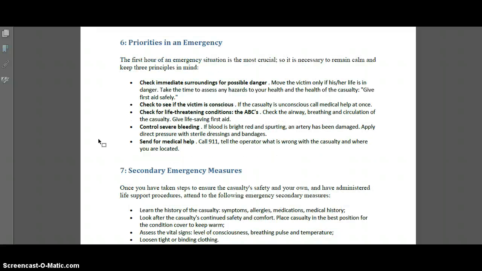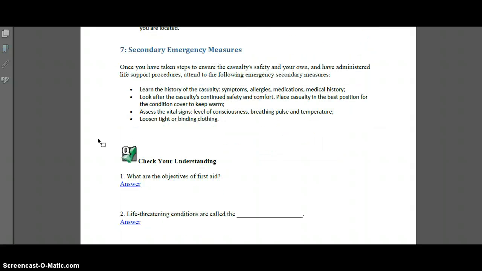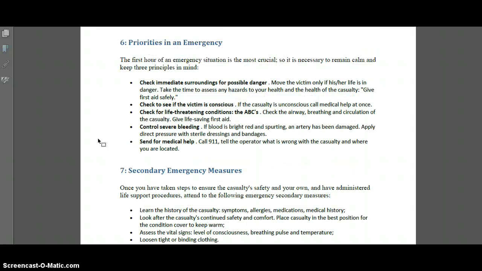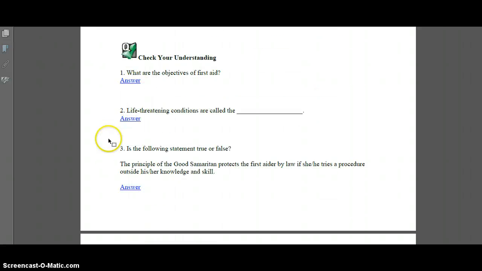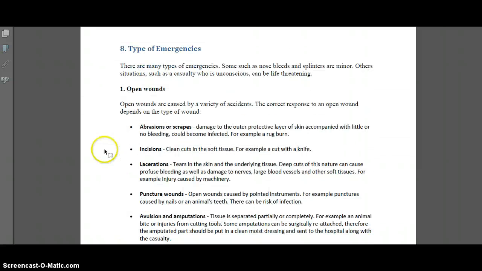Priorities in an emergency. So what are you going to do if you get into an emergency situation? Secondary measures, those would be things that you do after the primary measures in an emergency. So this is kind of like in order here: what you would do first in an emergency and then what you would do second in an emergency. Again, good questions to ask yourself and make sure you can answer. They may show up on quizzes or tests.